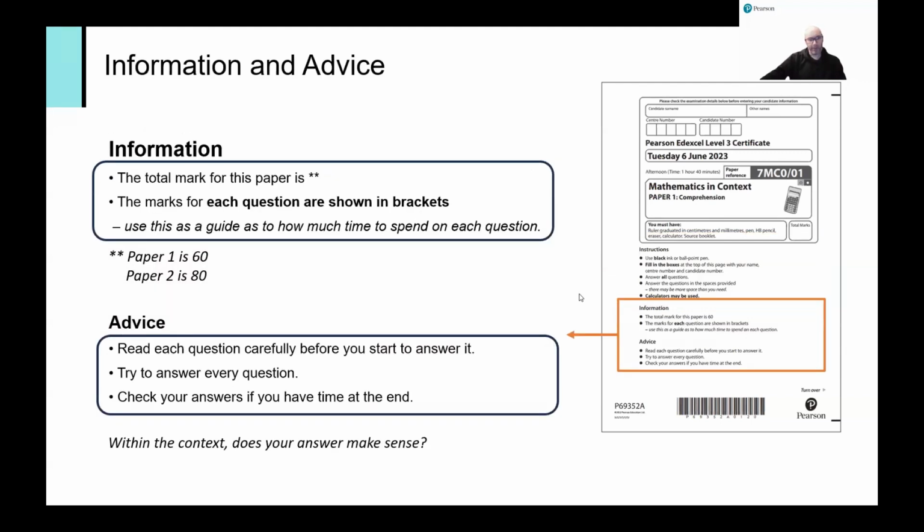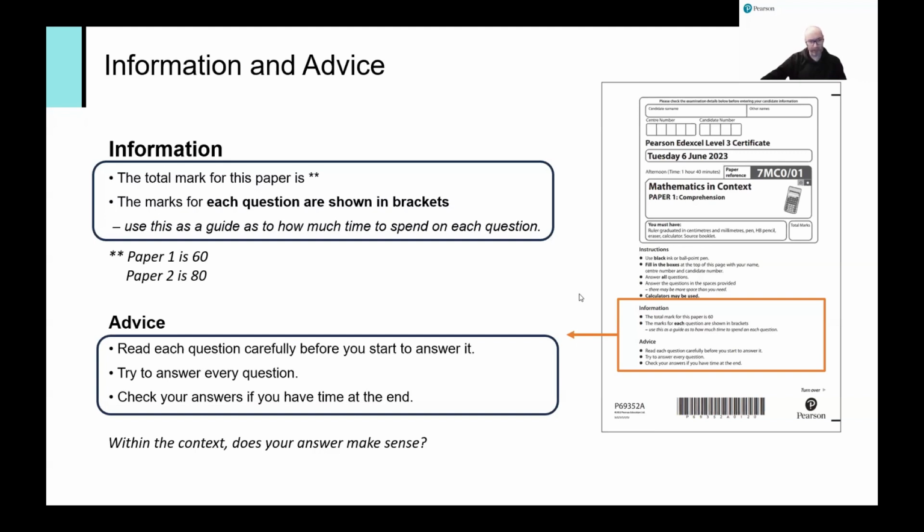This is also very important information, so make sure the students do read this. Each paper has a different number of marks. So paper 1 is 60 marks, paper 2 is 80 marks. They've got to make sure they read each question carefully, checking all their answers, because if they don't check, they could easily make a slip.